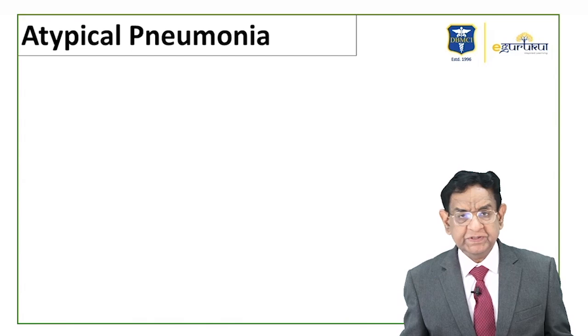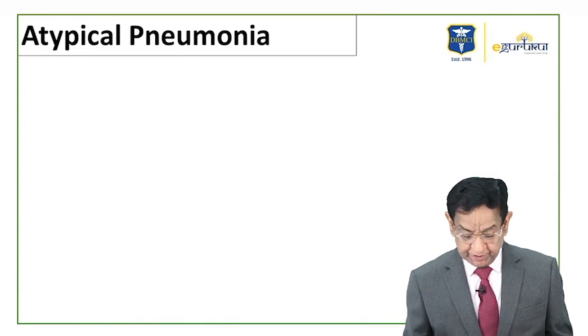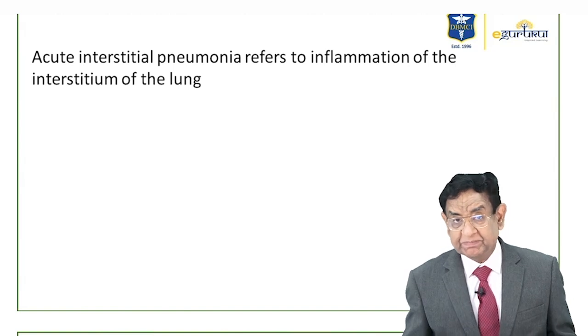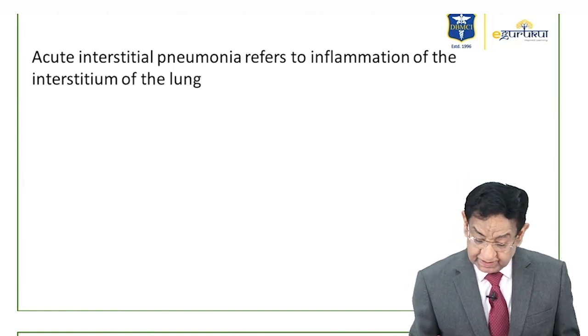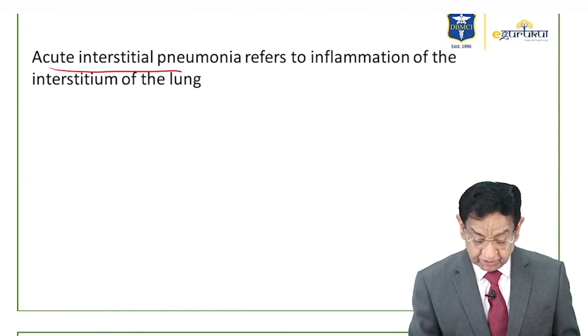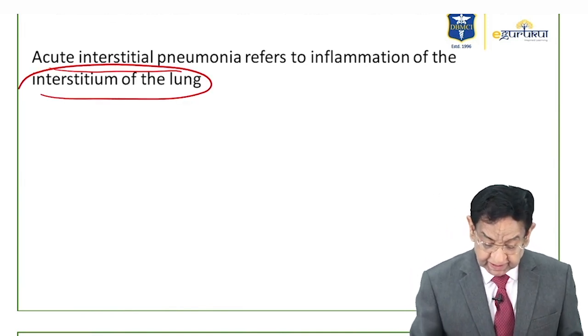In this, the first thing to talk about is atypical pneumonias. What is the basic concept of interstitial pneumonia? It's an acute interstitial pneumonia. It refers to inflammation of the interstitium of the lung.